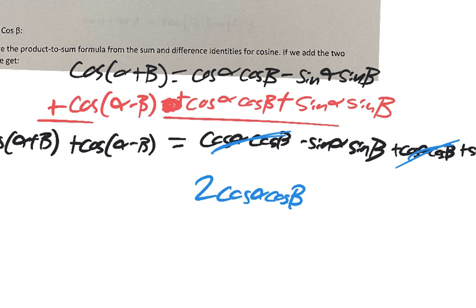Now I've got a negative sine alpha sine beta and a positive sine alpha sine beta. They cancel. This is like a negative x and a positive x. They just completely cancel each other out. Which means this is equal to cosine of alpha plus beta plus cosine of alpha minus beta.